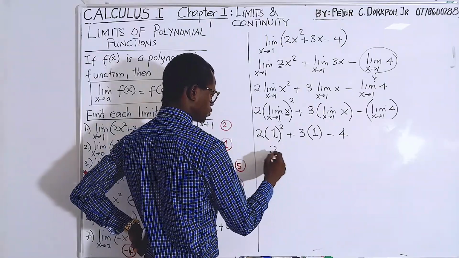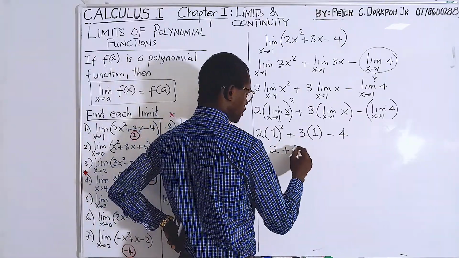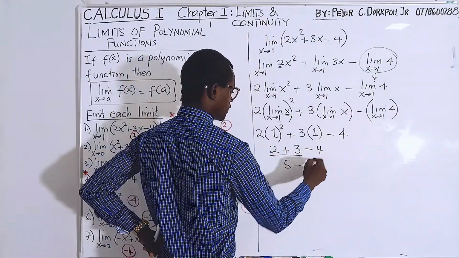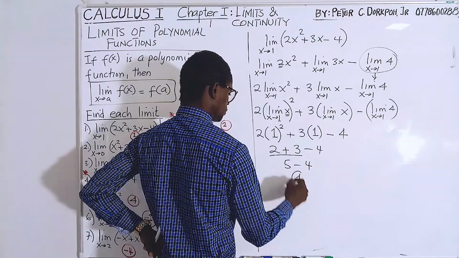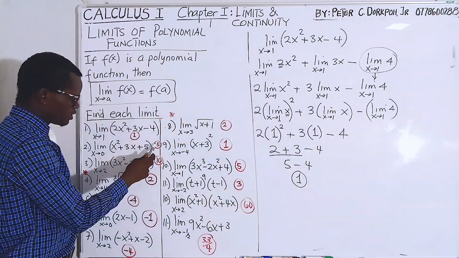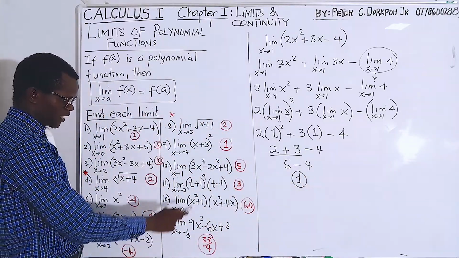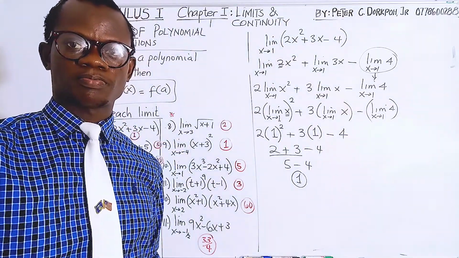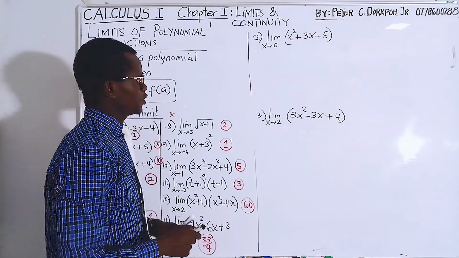1 times 2 now is 2. 3 times 1 is 3 minus 4. So this now is 5. 5 minus 4 is just 1. So all of these values in red, all of these numbers that are circled in red are all of their answers. Now let's take the next 2 examples.